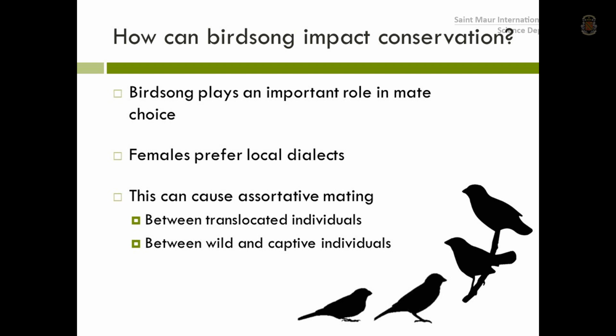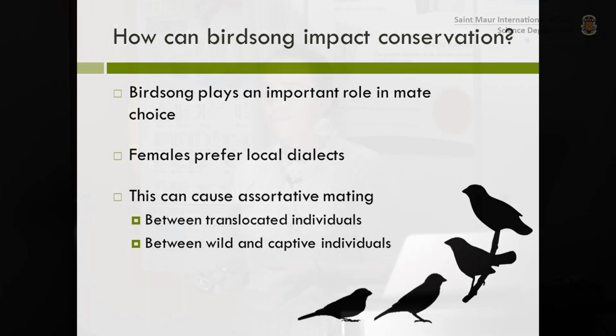So song plays a really important role in mate choice. Females can use it to choose between different males. And one thing that's quite common is that females prefer songs from their own population compared to others. So if you were a female over there, you'd have preferred that song to the song from over there. And that could be just due to familiarity, you like what you hear the most, or it could be adaptive. So if you hear a song from where you live, it probably means that male is quite well adapted to where you live, so your children will be as well.